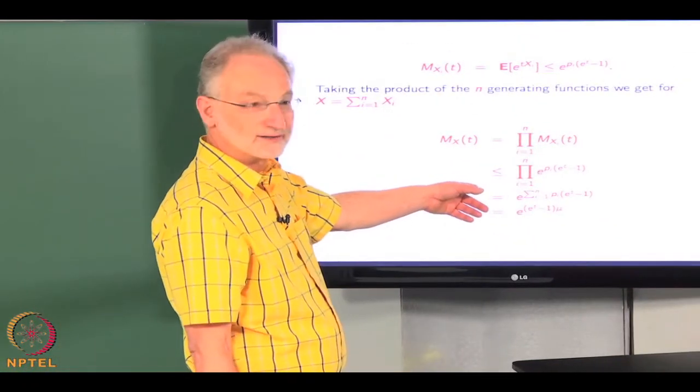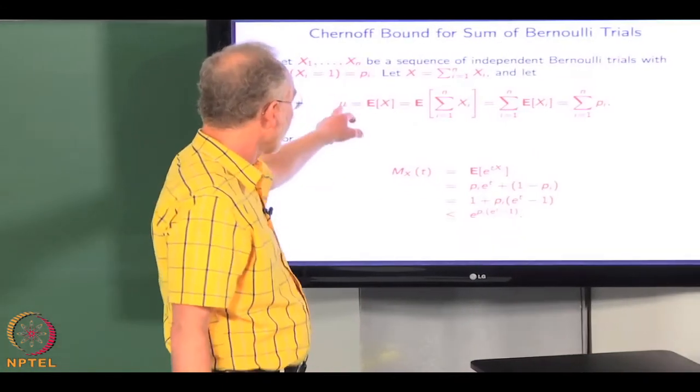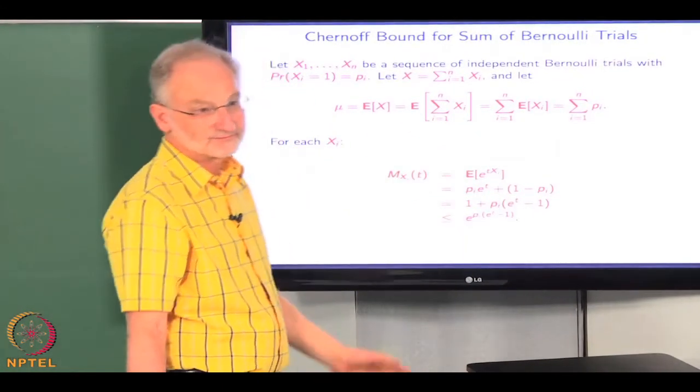Mu is the expectation, the sum of the pi's. Just a shortcut.